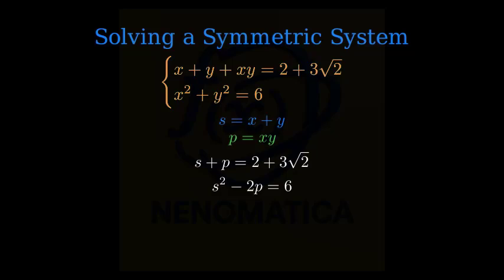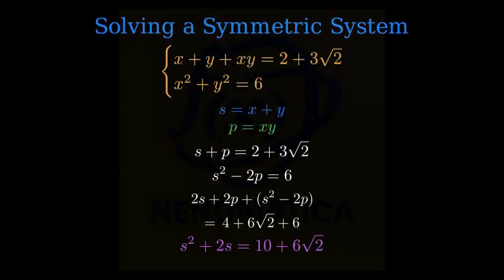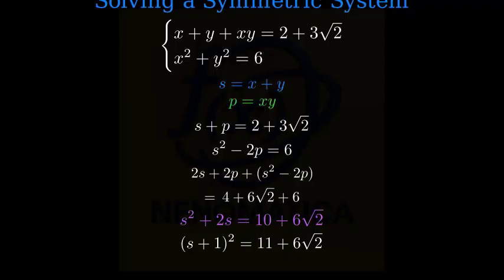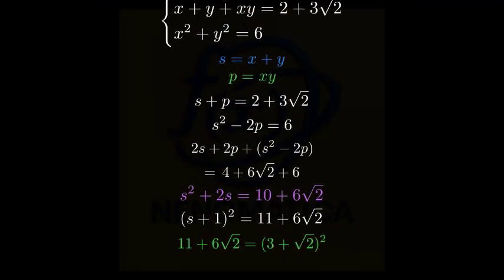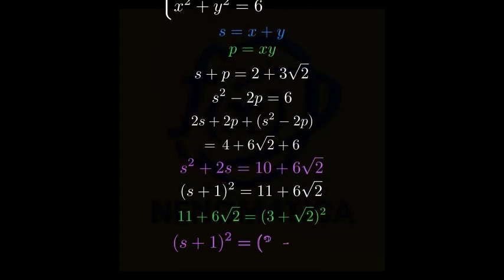A neat trick is to double the first equation and add the second. 2s plus 2p plus s squared minus 2p equals 4 plus 6 root 2 plus 6. The p terms cancel, giving s squared plus 2s equals 10 plus 6 root 2. Complete the square on the left. Add 1 to both sides to form s plus 1 squared. Notice 11 plus 6 root 2 equals 3 plus root 2 squared. So s plus 1 squared equals 3 plus root 2 squared.